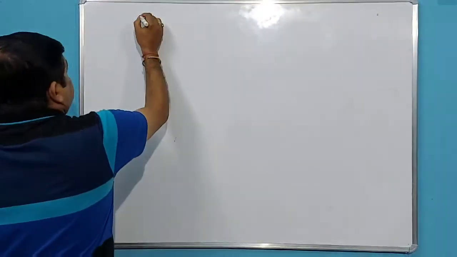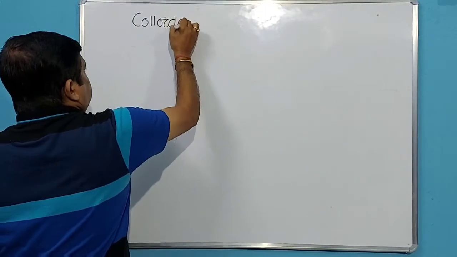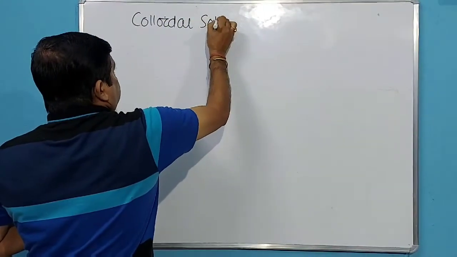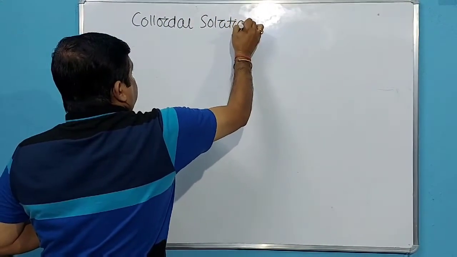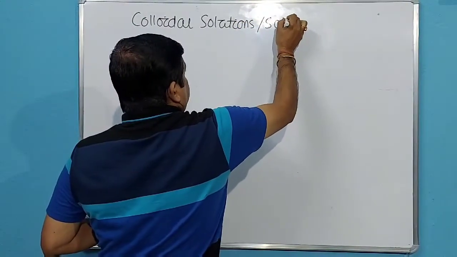Good morning, students. In the last class, we have already discussed adsorption, absorption, catalysis, everything. Today we'll discuss the most important part of surface chemistry, that is called colloidal solutions or colloids. Or they are also called sols.